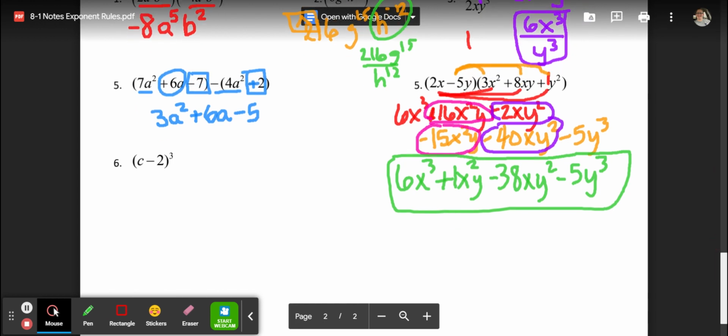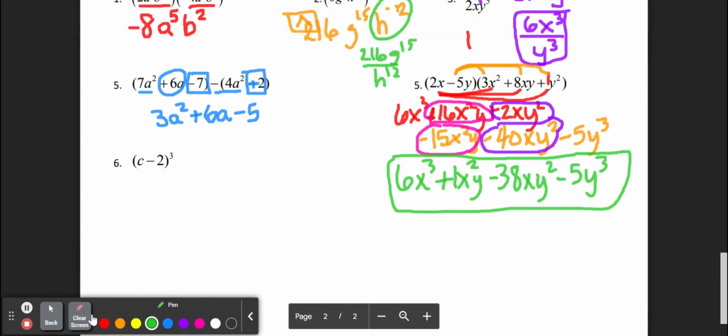Now, anytime we put something to a power, like number 6, that means we're going to write it 3 times. So really I have c minus 2 times c minus 2 times c minus 2. This problem, you're going to separate. I'm going to do the first 2 terms first, and I'm going to multiply them out like we've been doing distributive property style.